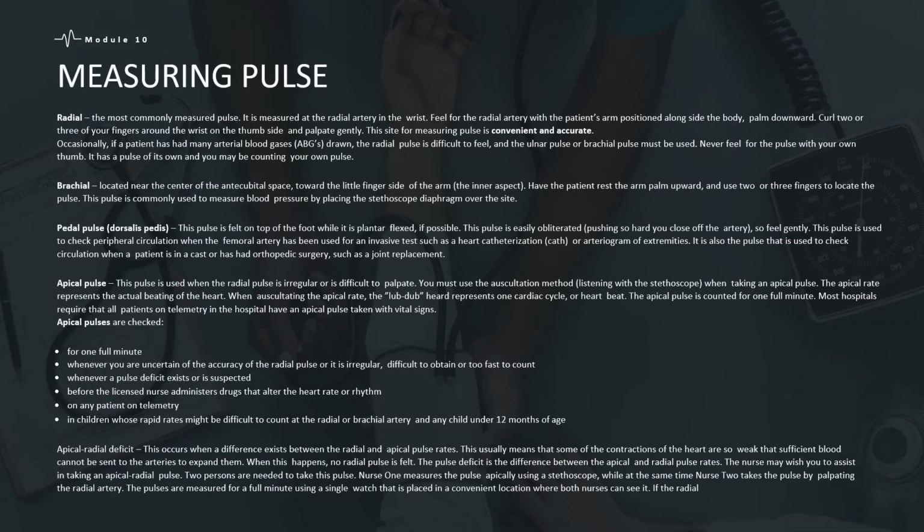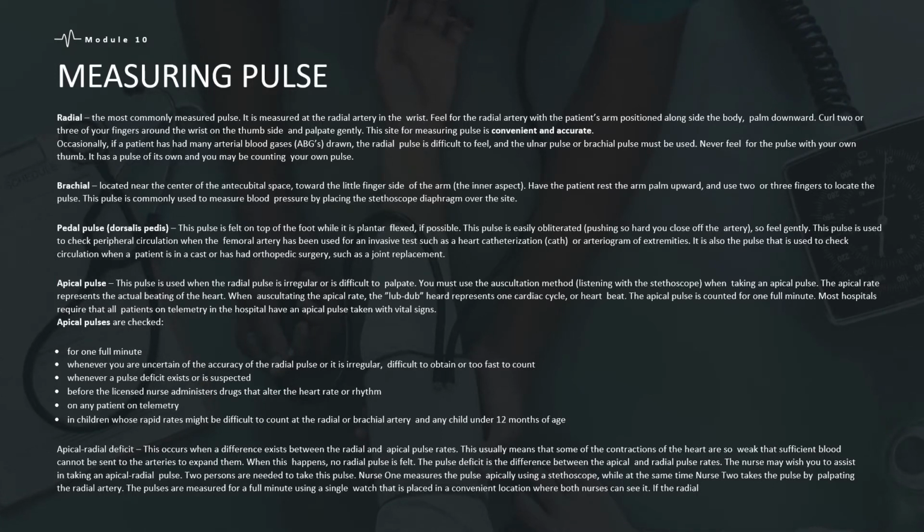Module 10. Measuring pulse. Radial, the most commonly measured pulse. It is measured at the radial artery in the wrist. Feel for the radial artery with the patient's arm positioned along the side of the body, palm downward. Curl 2 or 3 of your fingers around the wrist on the thumb side and palpate gently. This site for measuring pulse is convenient and accurate. Occasionally, if a patient has had many arterial blood gases, ABGs, drawn, the radial pulse is difficult to feel, and the ulnar pulse and brachial pulse must be used.